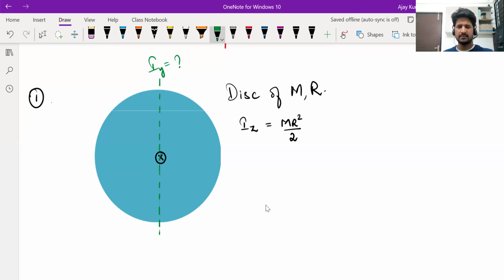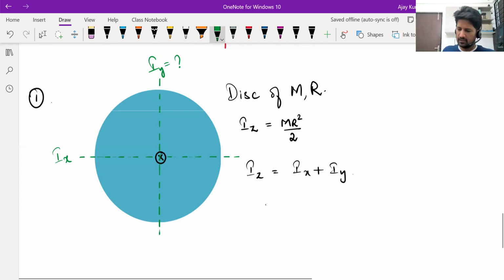Now you know that the y and z-axes are perpendicular, so that's the hint that maybe the perpendicular axis theorem can be used. But if you want to use the perpendicular axis theorem, there must be three axes involved. Iz is equal to Ix plus Iy, right? So you need to take the x-axis also into account. Fine. Imagine the x-axis. And the moment of inertia about this, let us call it Ix.